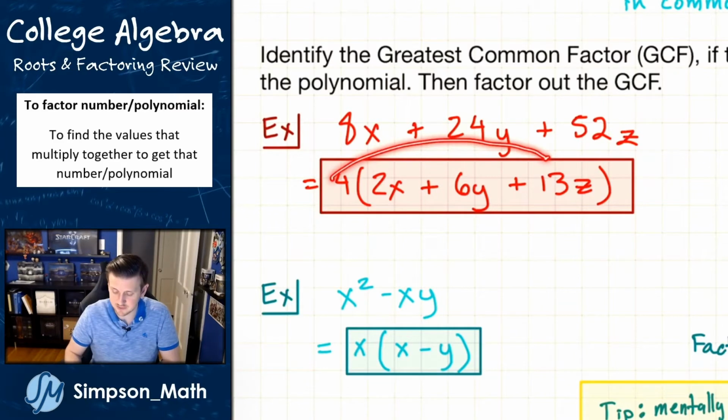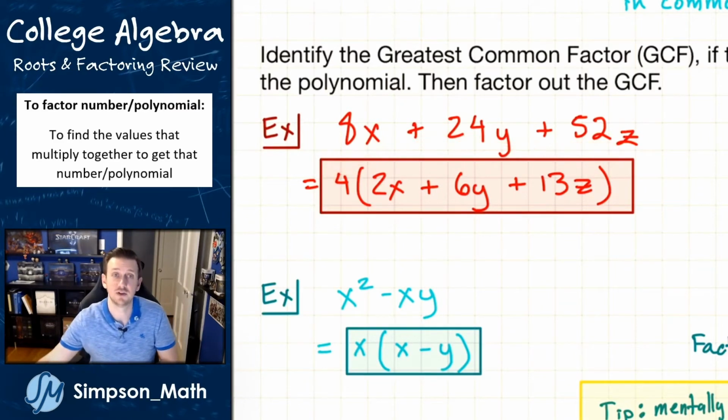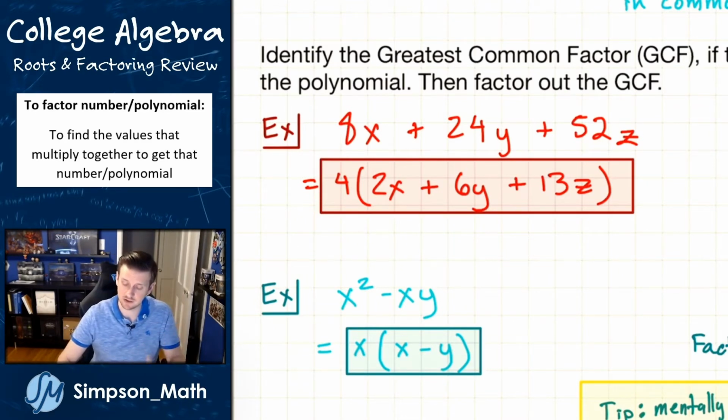And then 4 times 13z is 52z. So notice, yeah, I get the same thing that I had up there. So the idea is I could produce division. I could go through division.